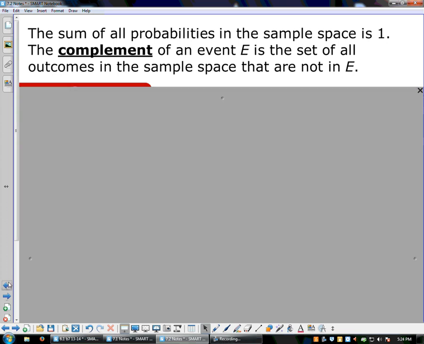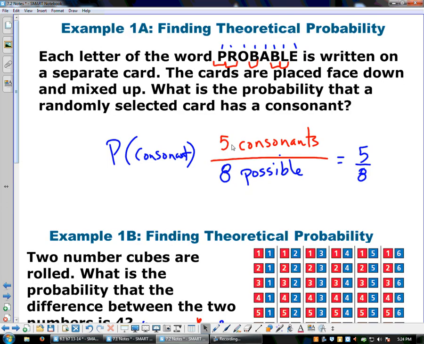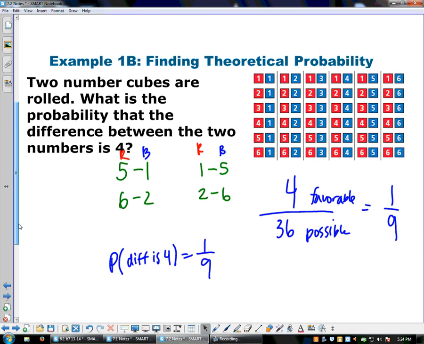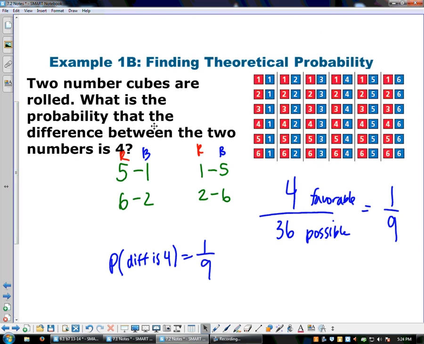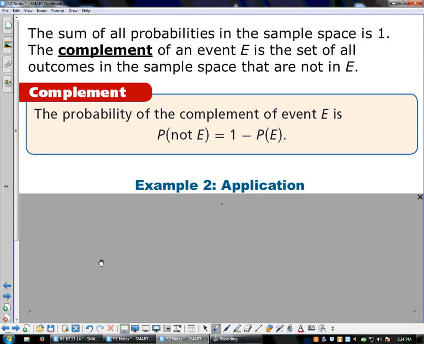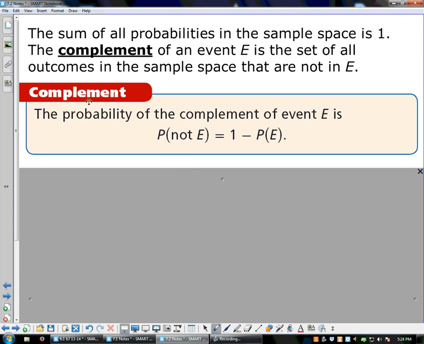So going back to this example that we did together here, if the probability of rolling 2 number cubes so that the difference between the 2 numbers is 4, we could ask what's the probability of rolling 2 numbers so that the difference is not equal to 4? That's going to be 1 minus 1/9, because it's 1 minus the probability that the difference will be 4, and that would give us 8/9. And that is shown here in this definition of complement.